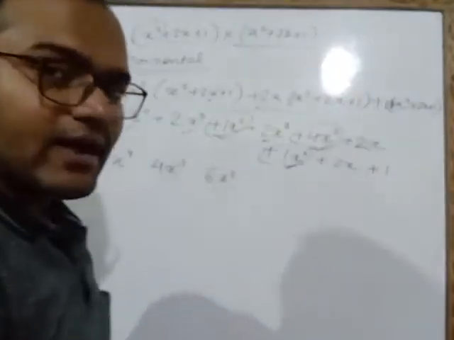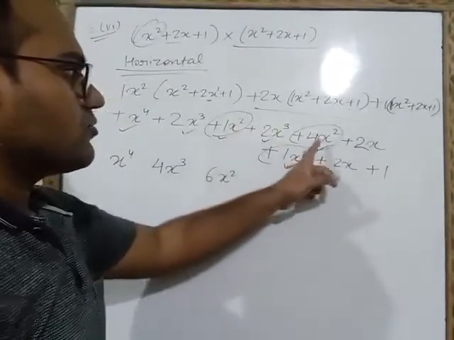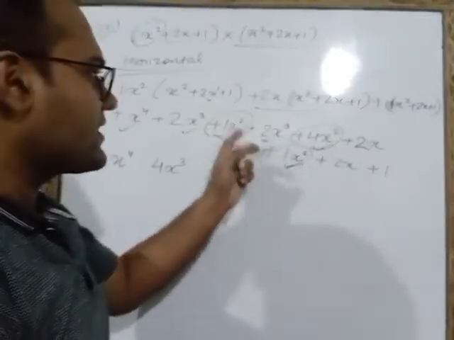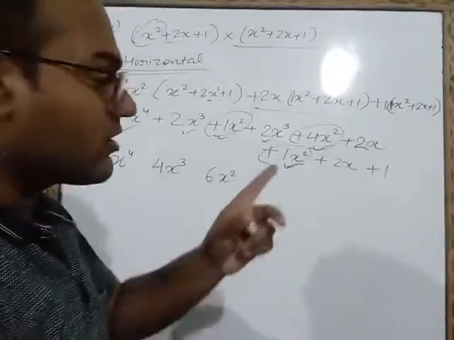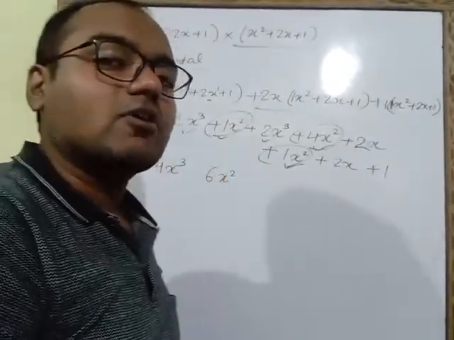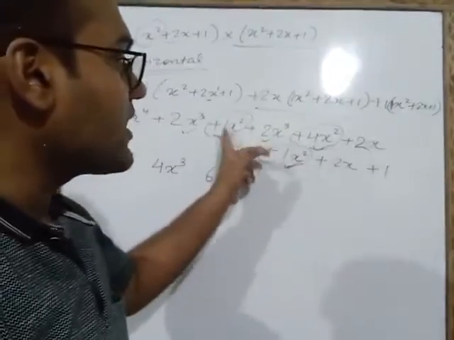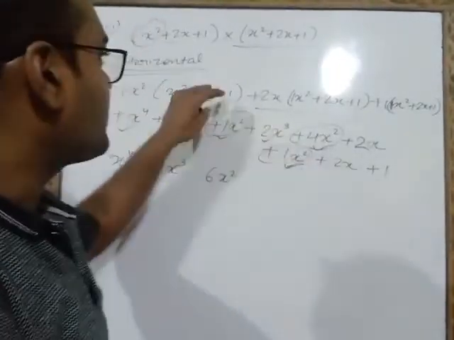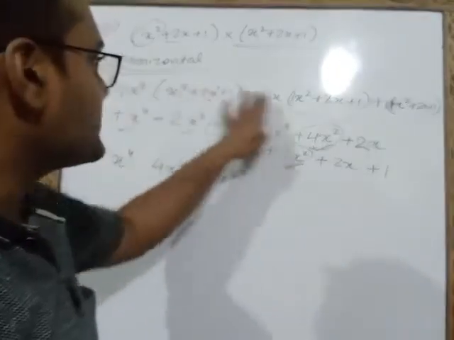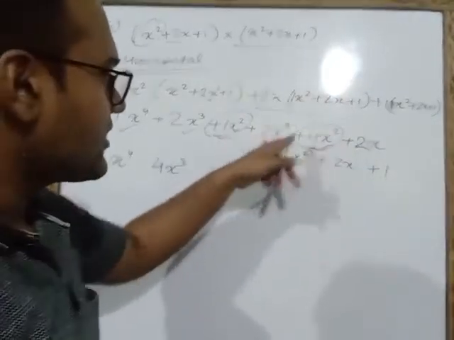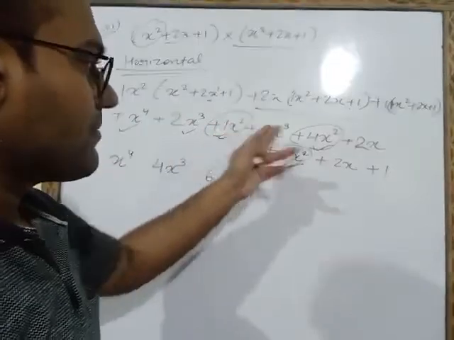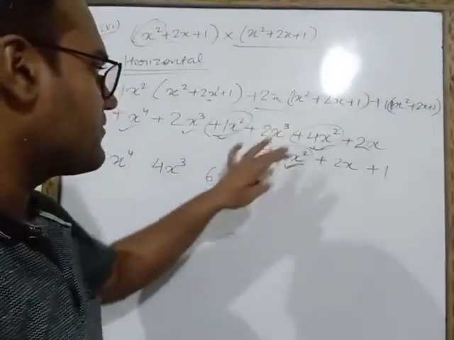We will not add alphabet power, x power 2, x power 2, x power 2. Don't write it x power 2 plus 2 plus 2, x power 6. We will not write x power 6. Why? Because here we are not multiplying, here we are adding these three terms. Multiplication is already over. Here in this step we had multiplied, but now we are adding these three terms. So alphabet we will write as it is.